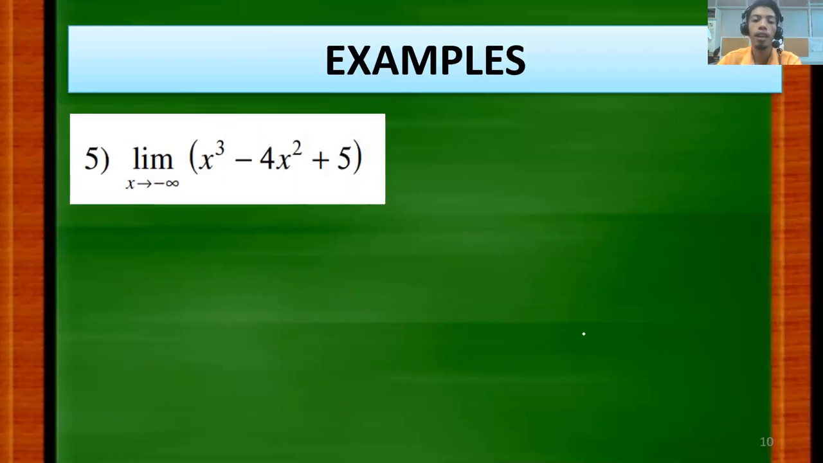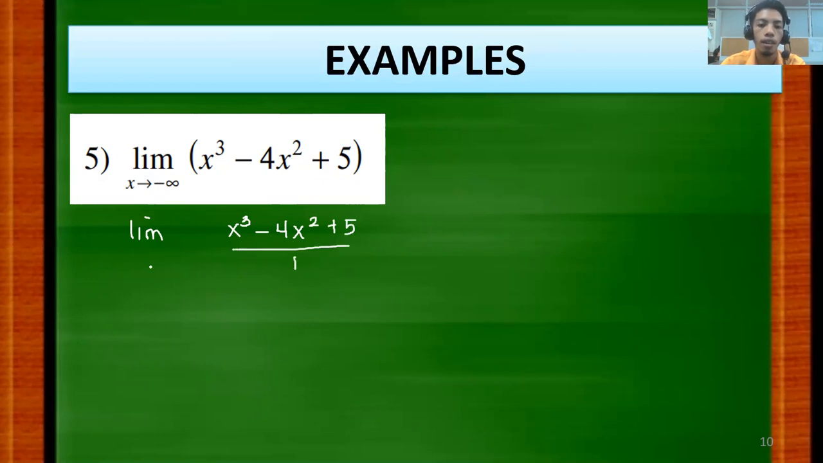Example number 5. Let's have the limit of x cubed minus 4x squared plus 5 as x approaches negative infinity. This time, we encounter an expression that is not a fraction. When it is not a fraction, we will make it a fraction, because we apply this method to fractions. So to make it a fraction, you have the limit of x cubed minus 4x squared plus 5 all over 1, as x approaches negative infinity.